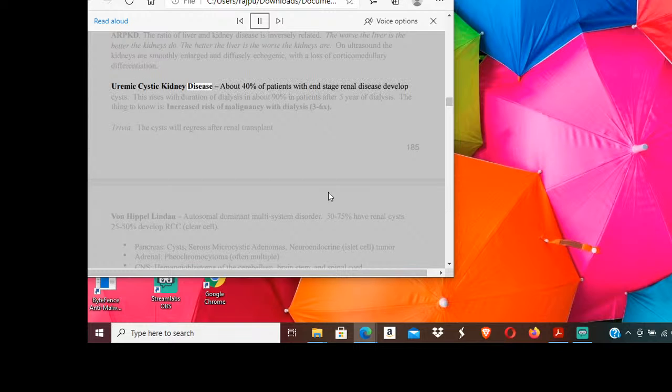Uremic cystic kidney disease. About 40% of patients with end-stage renal disease develop cysts. This rises with duration of dialysis, to about 90% of patients after 5 years of dialysis. The thing to know is the increased risk of malignancy with dialysis, 3 to 6x. Trivia: the cysts will regress after renal transplant.